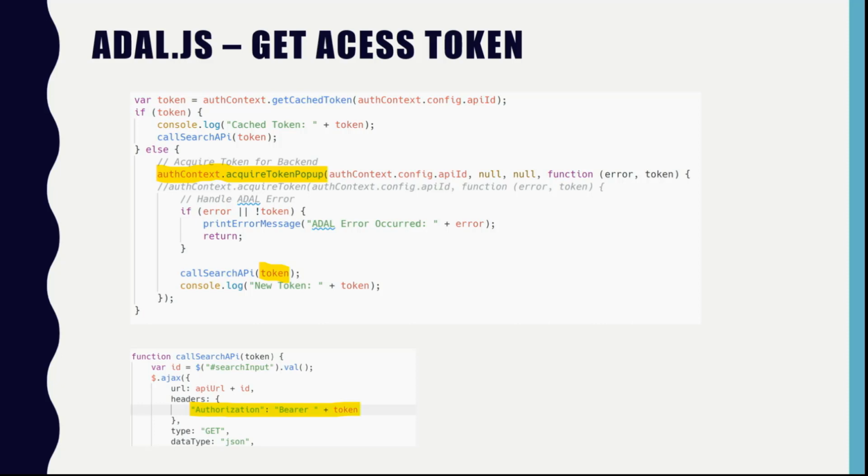Okay. And then we can call the search API with the token. And how do we use it? We pass the token in the authorization header as a bearer token. So that's what we're going to do.